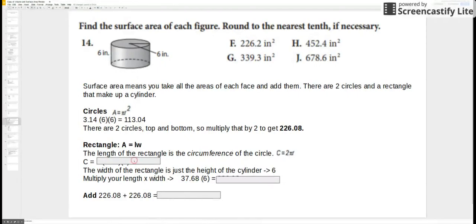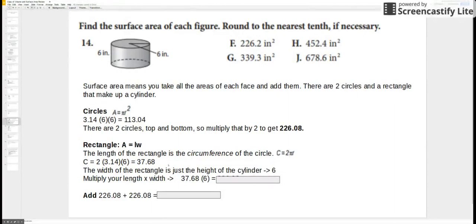So the length of the rectangle is the circumference. The circumference formula is 2 pi r. So you would do 2 times 3.14 times your radius, 6, which gets you 37.68. The width of your rectangle is just the height of the cylinder, so it's already given to you, that's 6.